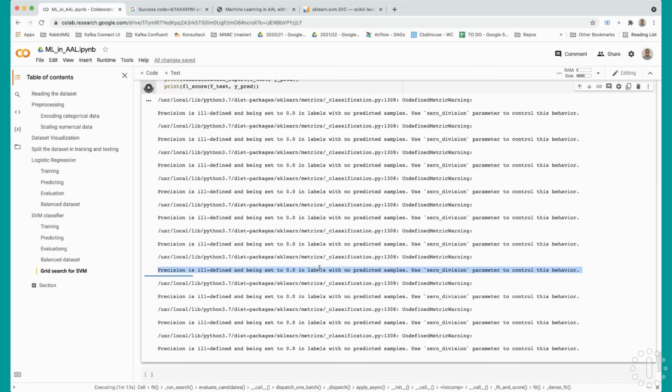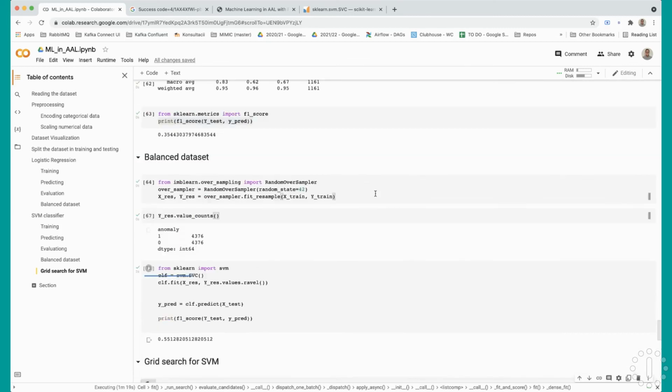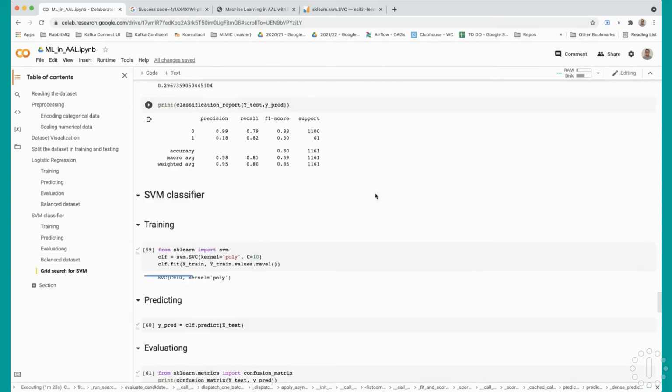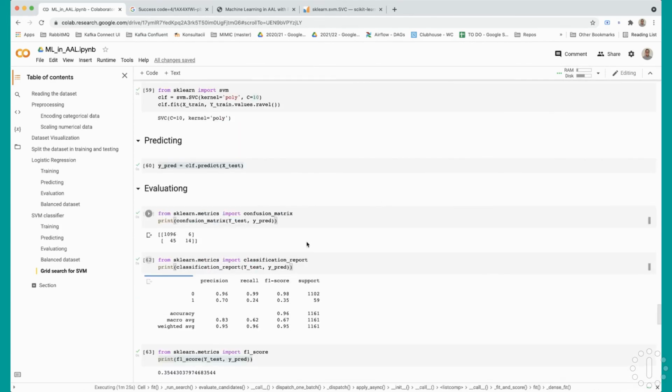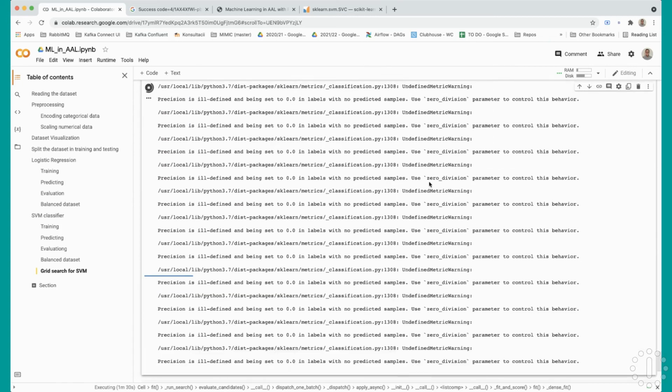As you can see, we are getting this warning over here. That happens because in some of the situations the model is simply not classifying any of the abnormal instances the way it was doing it before. So that is why we're getting all of these warnings over here.